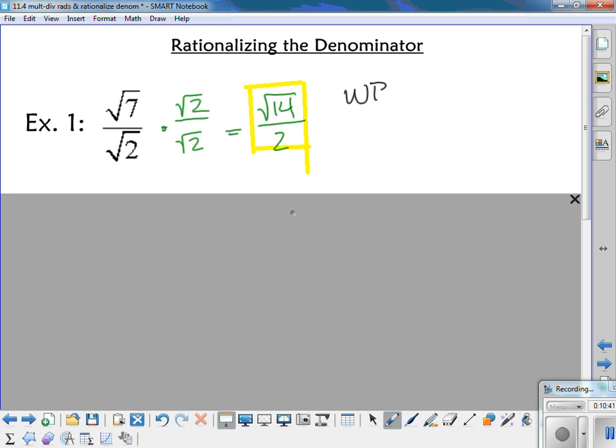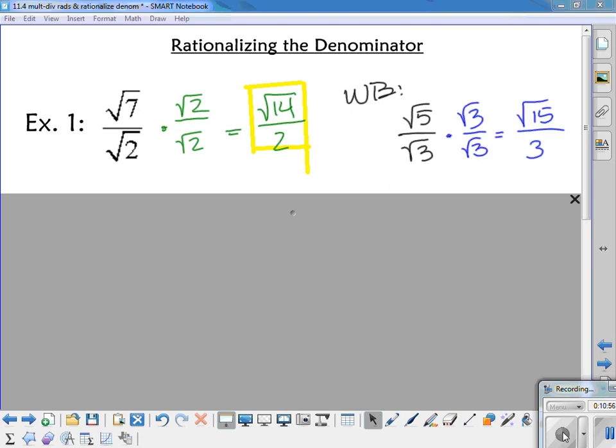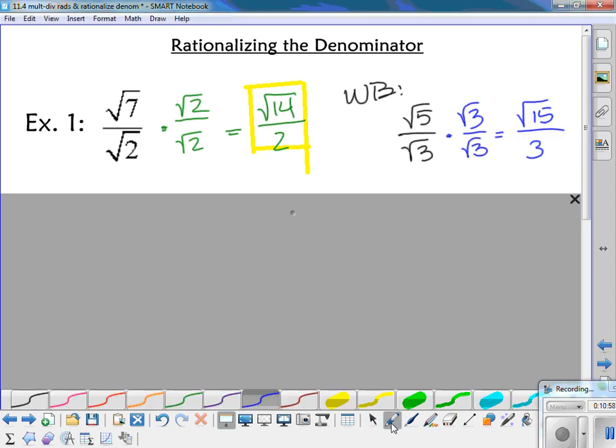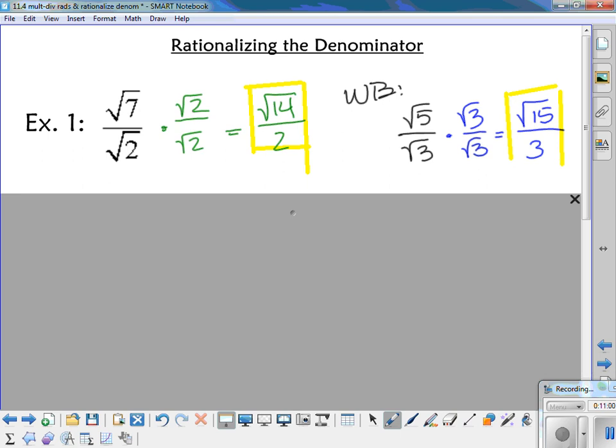So on your whiteboards, I want you guys to do the square root of 5 over the square root of 3 and rationalize the denominator. Okay, so you multiplied by root 3 over root 3, and you got root 15 over 3. So you could always just multiply by whatever's on the bottom, and it'll work.